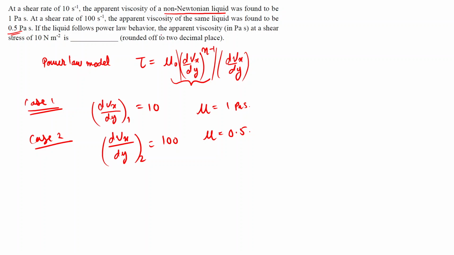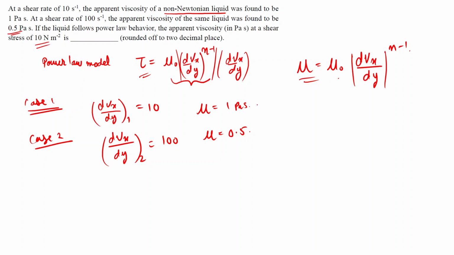Now we have to find the apparent viscosity at a shear stress of 10 Newton per meter square. So the apparent viscosity is mu naught (dvx upon dvy) raised to n minus 1. We have to find this value when the shear stress, that is tau, is 10 Newton per meter square. For that, we need to find the value of mu naught and n. Then we can replace them in this equation to find the apparent viscosity at a shear stress of 10 Newton per meter square.